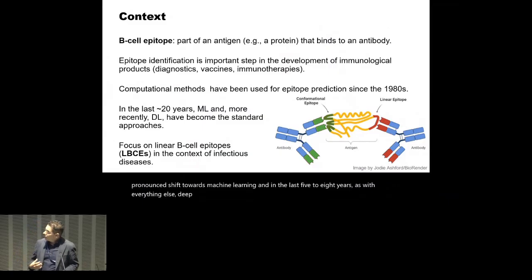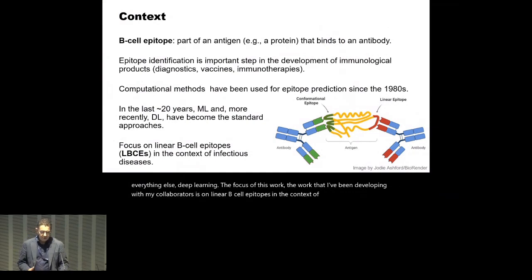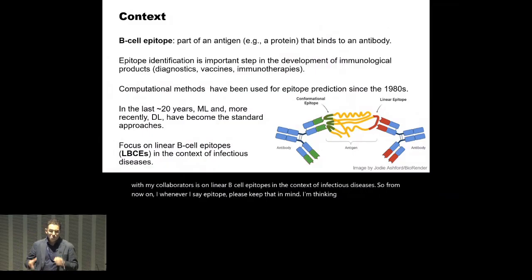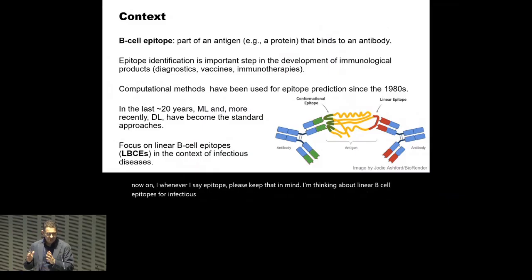The focus of this work, the work that I've been developing with my collaborators, is on linear B-cell epitopes in the context of infectious diseases. So from now on, whenever I say epitope, please keep that in mind. I'm thinking about linear B-cell epitopes for infectious diseases. So I'm not looking at neoepitopes. I'm not looking at allergens.